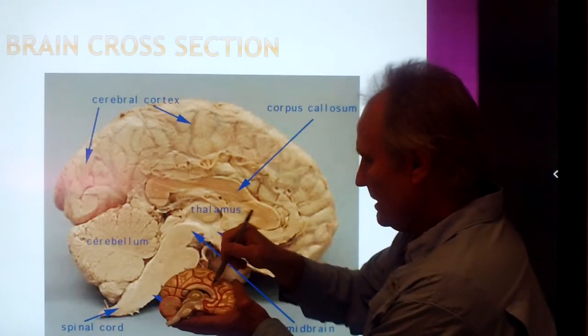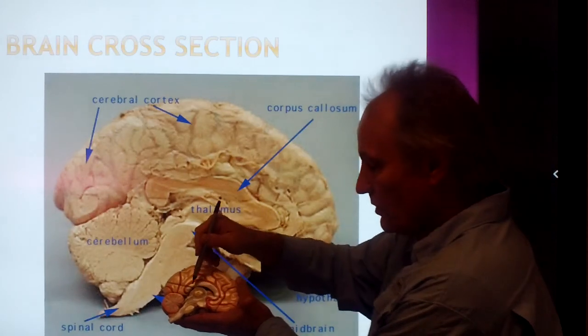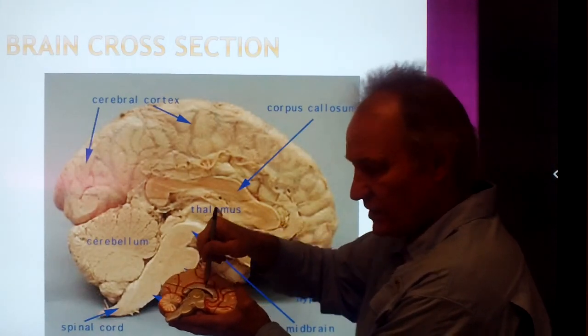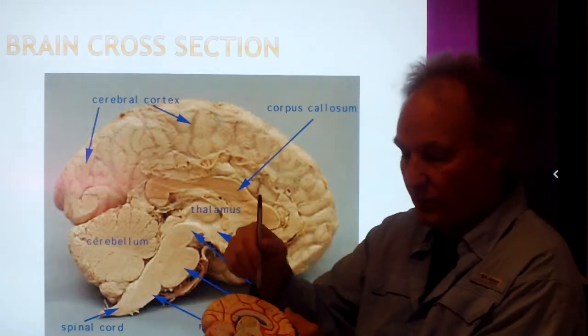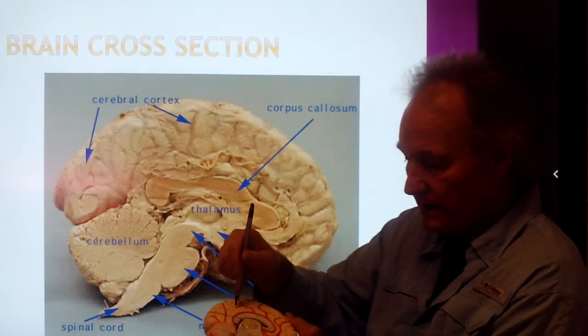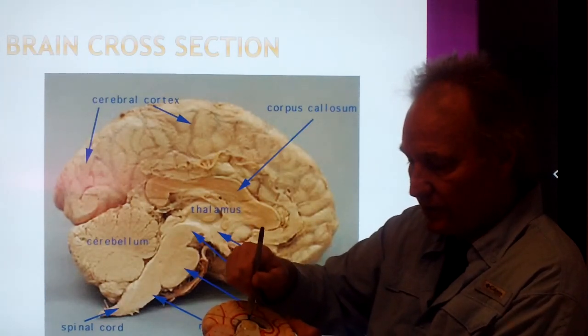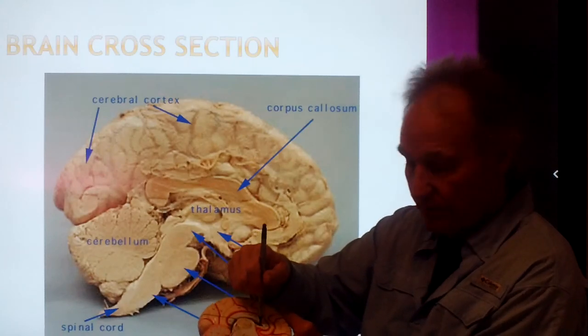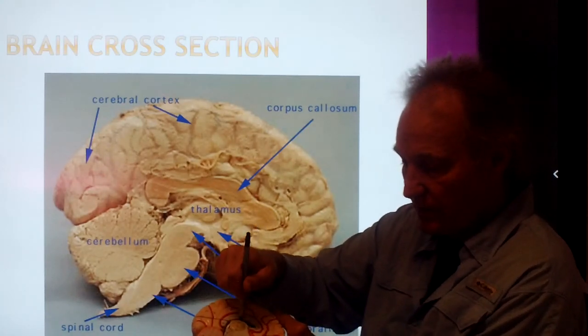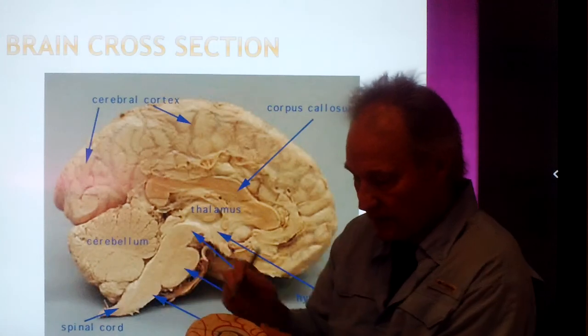So here's the corpus callosum. Here's the ventricle. In the first lecture I talked about how there was not a lot of blood flow directly into the cells, and so there were ventricles that were circulating cerebrospinal fluid. Here is one of the ventricles, and here's another one back here, or a cavity.